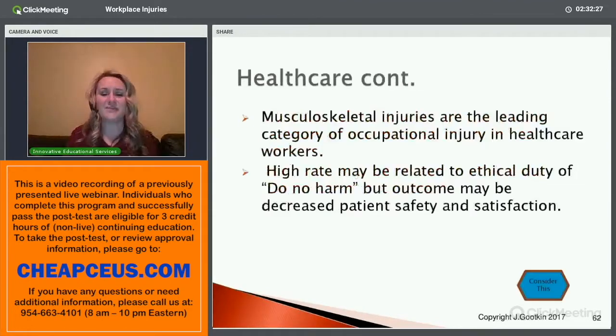So we need to model the behaviors that we want our patients to utilize. Musculoskeletal injuries are the leading cause of occupational injury in healthcare. We're looking at the fact that even though we have all this training, that we have a do no harm philosophy, right? We are helpers. That's what brings us to physical and occupational therapy, our athletic trainers.